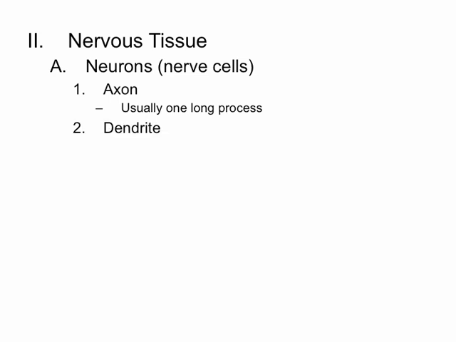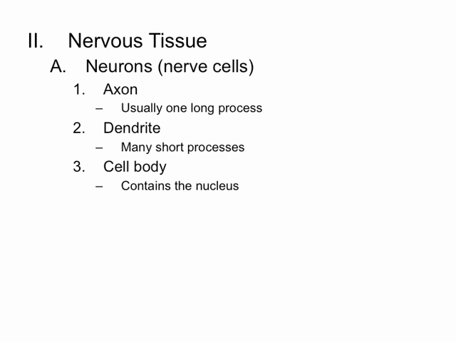A dendrite is going to be more numerous. So usually each neuron will have multiple dendrites. So these are many short processes that come off of the cell body of a neuron. These are going to receive information. They're sensory. The cell body then is the majority of that cell, and it's the place that houses the nucleus.